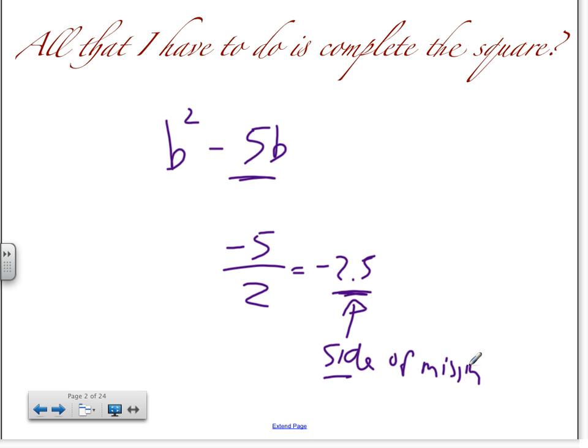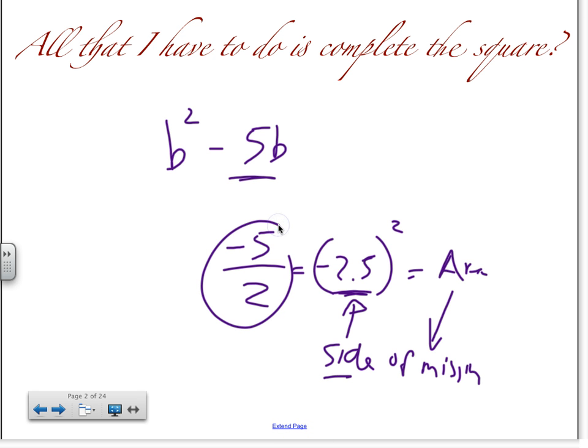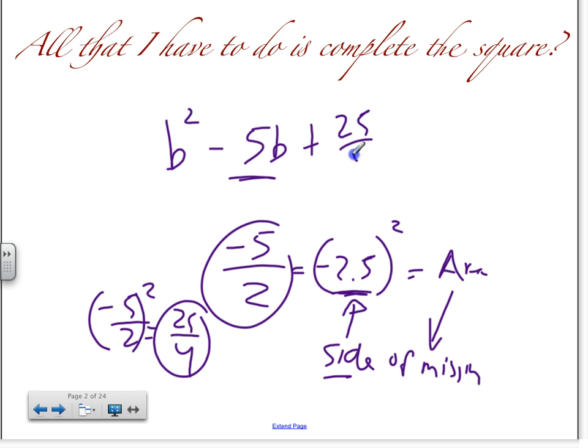And once we have the side of the missing square, we just square it, and that will give you the area of the missing square. Okay? So we can certainly take -2.5 squared, or for those of you who don't like that and keep it in fraction form, we take -5 halves and square it, and you get 25/4, and that is definitely an acceptable answer. And I prefer it to be in fraction form.